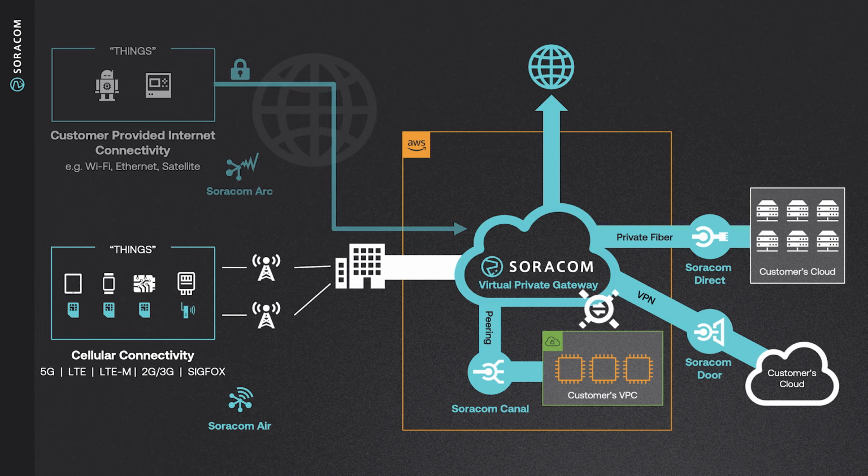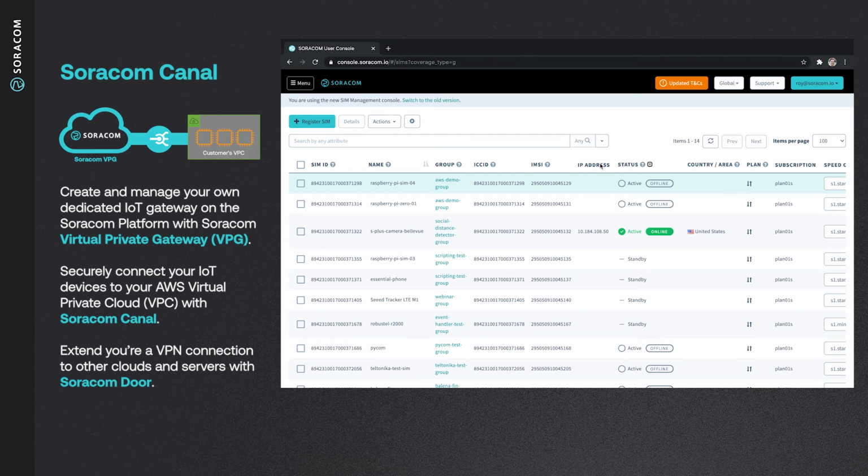Also, our new service, Soracom Arc, can establish a secure link over the internet. By using the service, devices that are connected over Wi-Fi, Ethernet, and satellite can also participate in the private network and securely communicate with the rest of the system. The provisioning of a VPG and setting up a private network can be done in self-service manner.